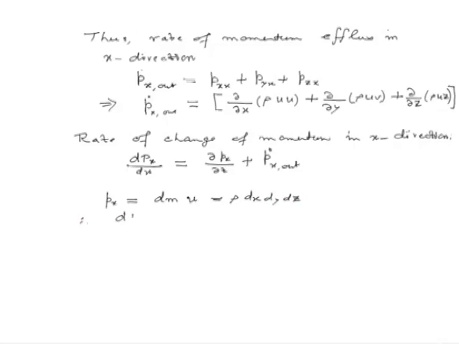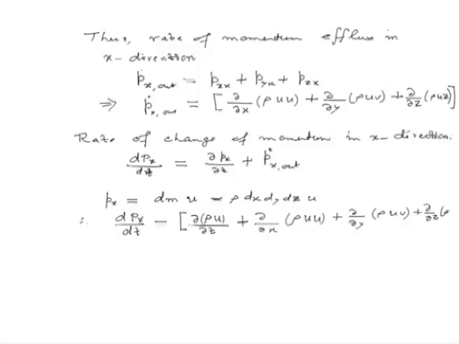So, therefore, dPx by dt is del of rho u by del t plus del x of rho uu, del y of rho uv plus del z of rho uw, multiplied by dx dy dz.